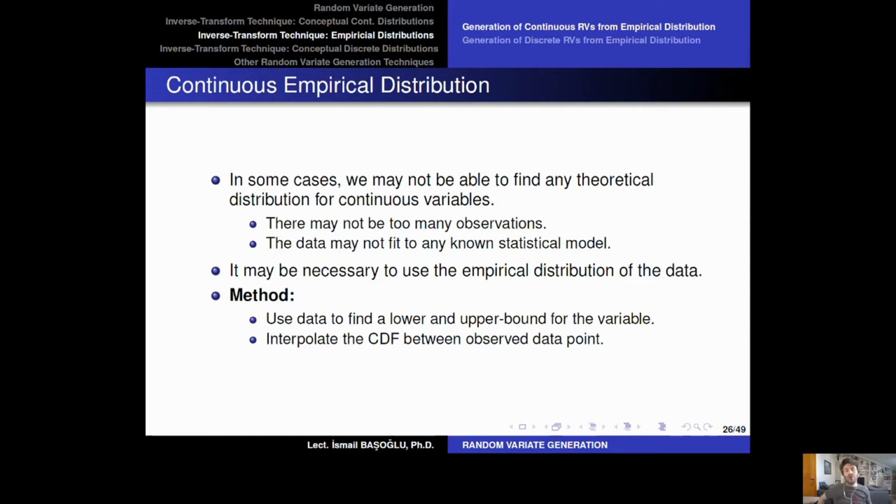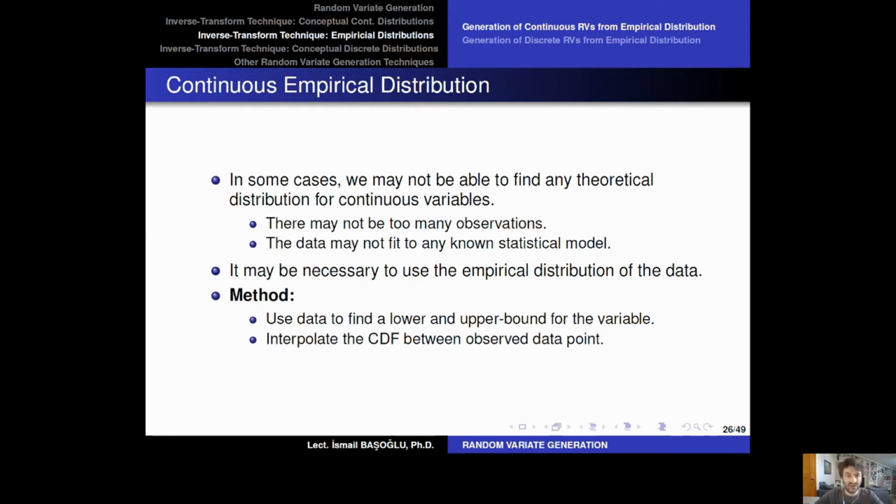If we want to generate an artificial history for that input variable, because we do not have any theoretical distribution or the cumulative distribution function for the data, we can use the empirical distribution. So what is the empirical distribution? Basically, the data itself. The data itself is useful to generate random variates. Again, we are going to use the inverse transform technique to generate from the empirical distribution.